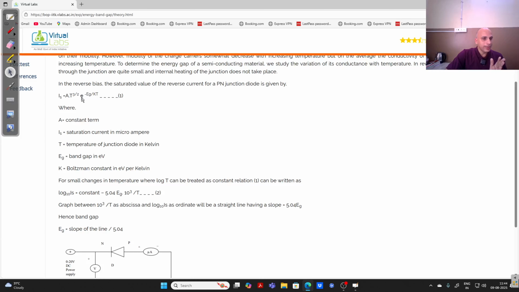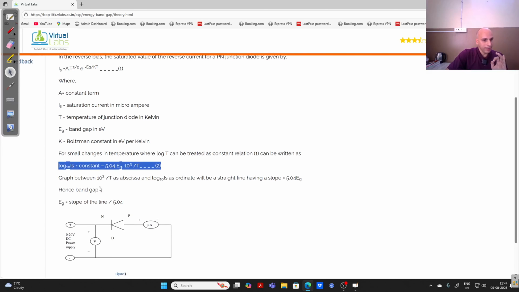Then this exponential term will go away and I will get a minus. When I solve this, I will get 5.04 Eg into 10 raised to power 3 divided by temperature, right? Now this is the equation that we are going to utilize. I am highlighting it.